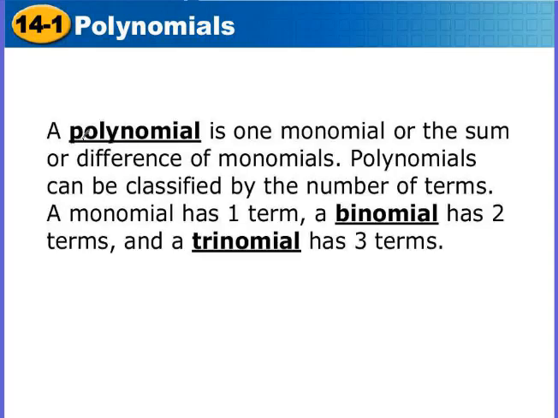It says a polynomial is one monomial or the sum or difference of monomials. So a polynomial is a collection of monomials put together by either plus or minus. If it's a single term, we know that it's a monomial. But polynomials can be classified as other things as well. You can classify by the number of terms. A monomial has 1 term, a binomial has 2 terms, and a trinomial has 3 terms. And each term is a monomial. So monomial and term are synonyms of each other.